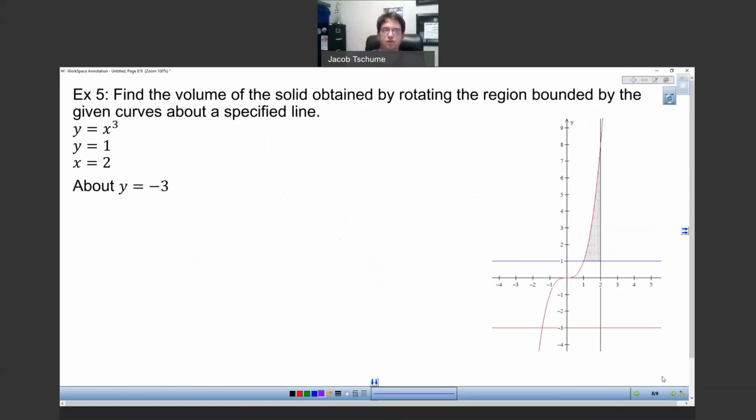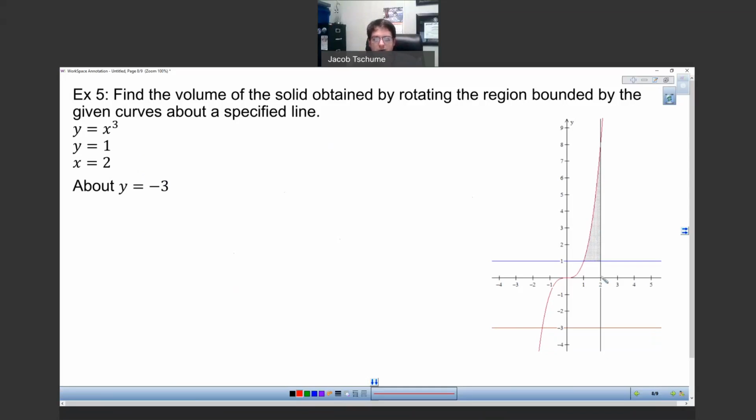All right, to wrap up this section, the last couple of problems we have to do are probably the trickiest ones, because now we're going to talk about how you rotate around a line that's not an axis. So on this first example, you have y equals x cubed, bounded by y equals 1 and x equals 2. Can you rotate this region around the line y equals -3? The first three parameters actually give you this black shaded region right here.